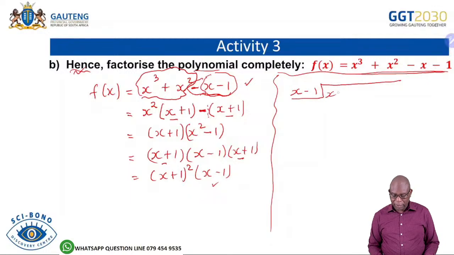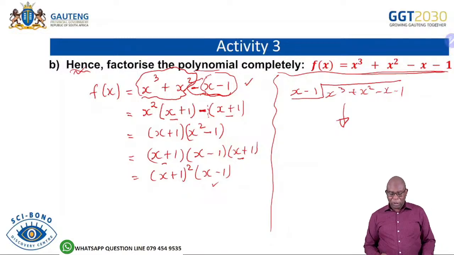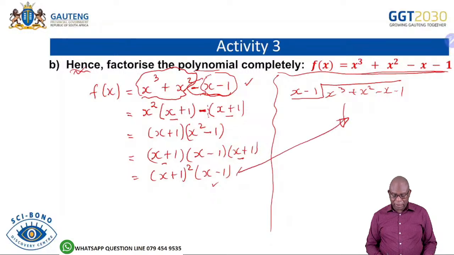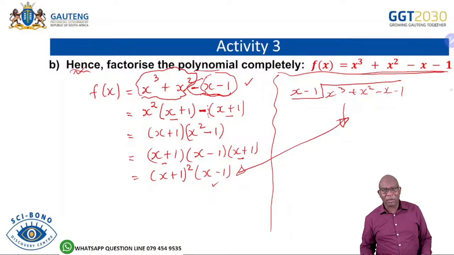Then I'll have x cubed plus x squared minus x minus 1. So I can use the long division method. And I hope and trust everybody now understands how to use the long division method. Then if you do the long division method, you are going to arrive at that. So I just use the short one.